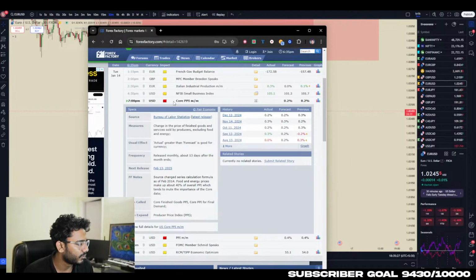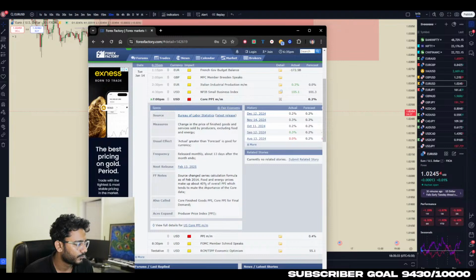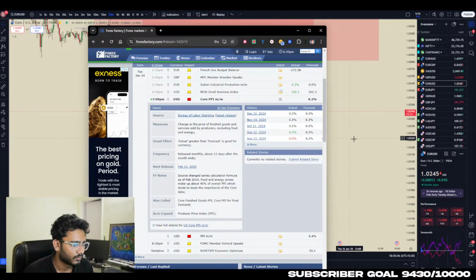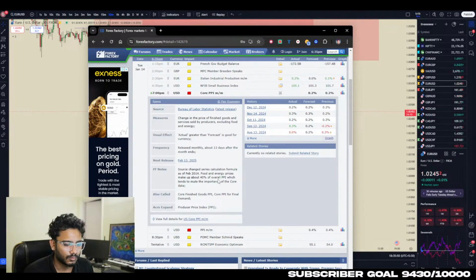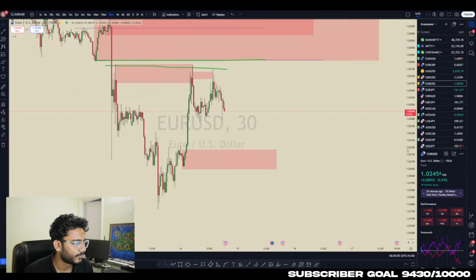So the previous news was the change in the price of finished goods and services sold by producers. Actual greater than forecast is good for the currency. So it's on USD. Ethereum analysis. Okay, wait.